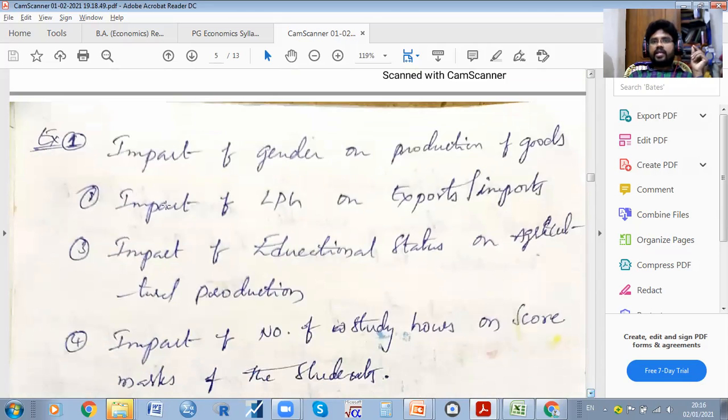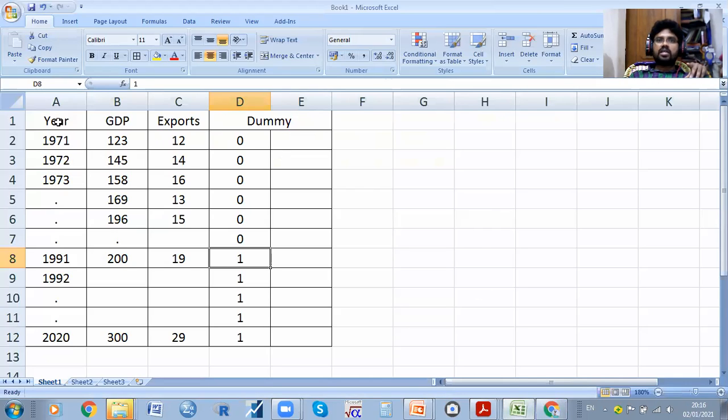For example, take the impact of gender on production of goods. As I told you, here is the impact of some policy on GDP. Here the dummy variable is nothing but one of the independent variables. So we can write GDP as y, and y is equal to a plus b1 x1 plus b2 x2. Sorry, instead of x2 we can write d. So like this we can write.